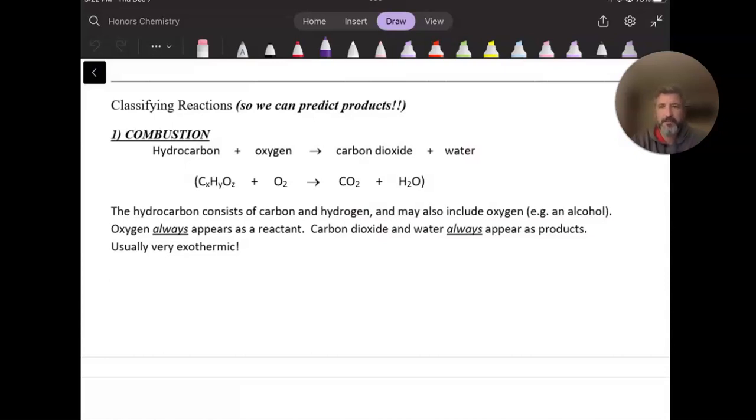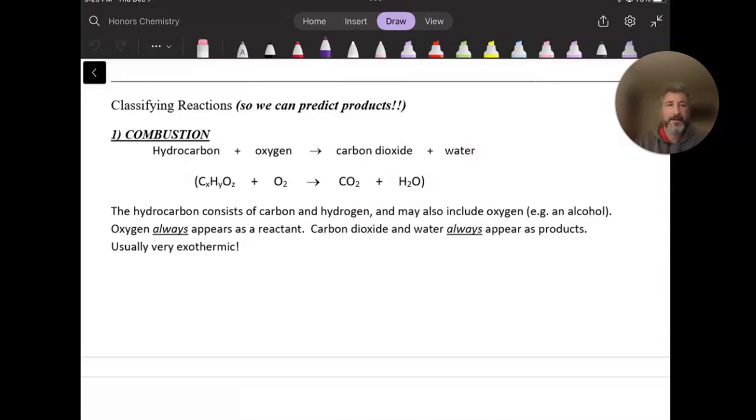So the definition is simply any time a hydrocarbon, which is just carbon, hydrogen, and sometimes oxygen, reacts with oxygen, O2, it's going to give us CO2 and H2O every time. This one is the easiest reaction type to predict the products of because it always gives you CO2 and H2O, period. If you have a hydrocarbon, in other words, C anything, H anything, and then you have oxygen, it's always going to give you CO2 and H2O.